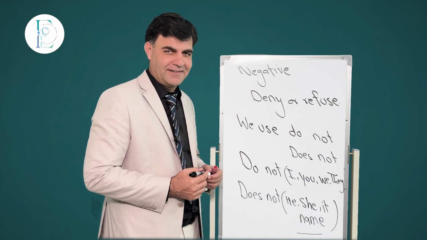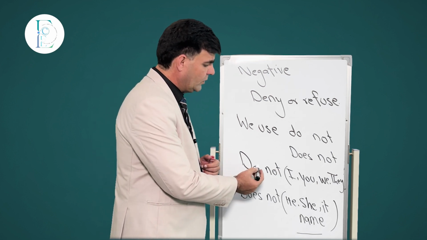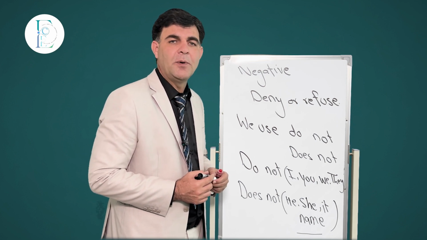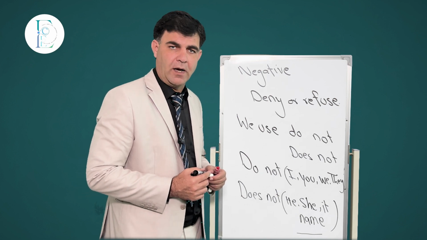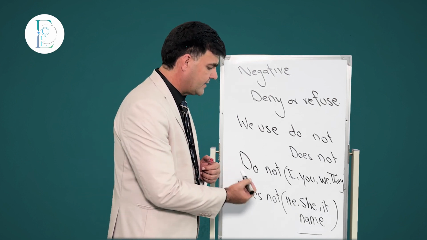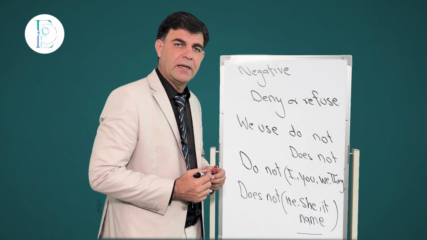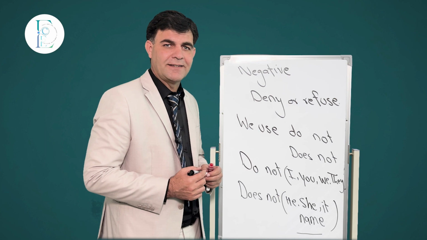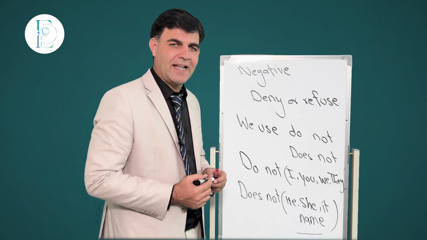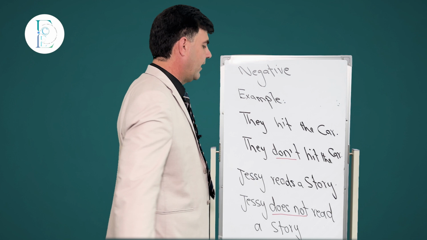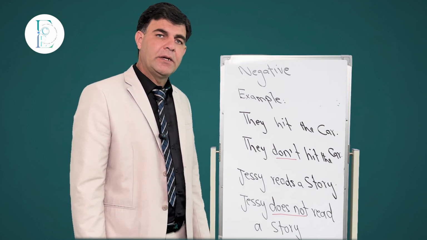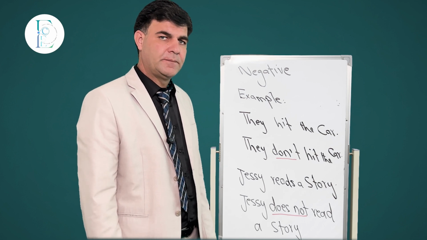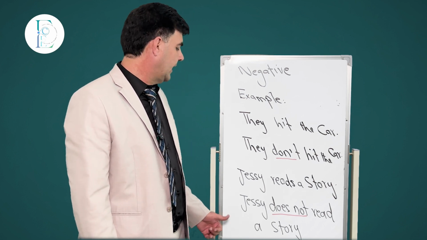Very simple and easy. We use do not with I, you, we, they, and plural names or plural nouns. We use does not with he, she, it, a singular name or singular noun to make the sentence negative. For example, they hit the car. They do not or don't hit the car. Negation of the sentence.